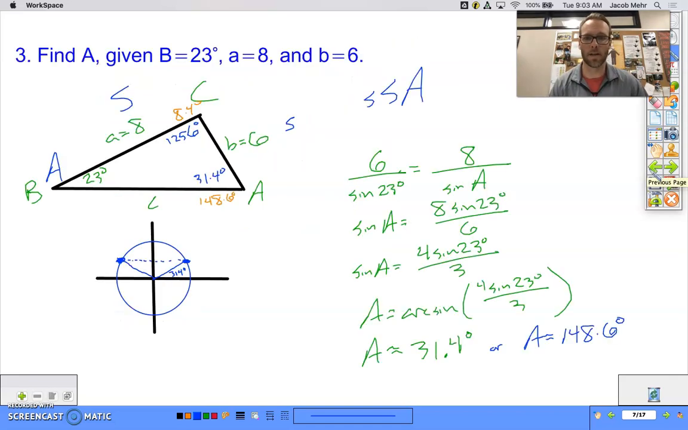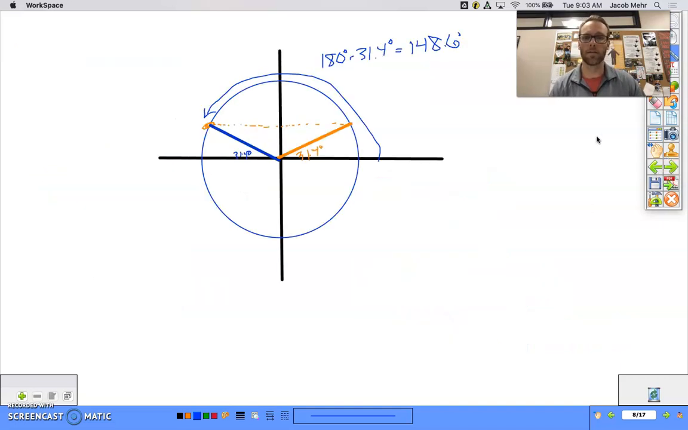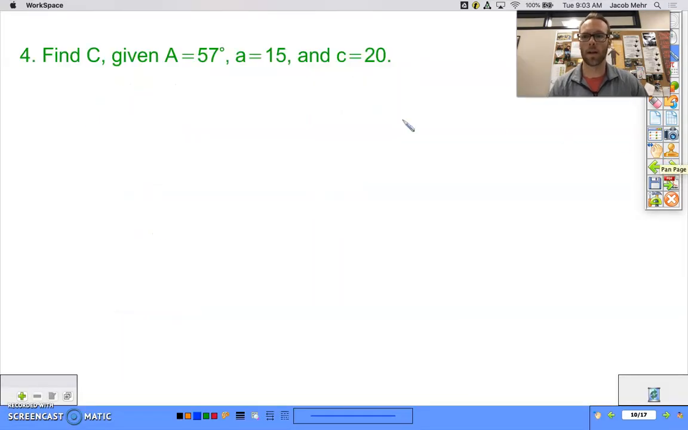Again, the process is: set it up. Now we're solving for the angle, so we have to use arc sine. Use your knowledge of how the unit circle works to say, if I know this angle, what other angle gives me the same sine? So I find the same y value and I solve for that angle. Let's look at another example.